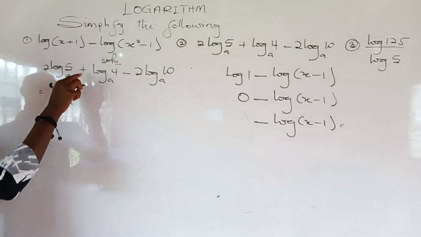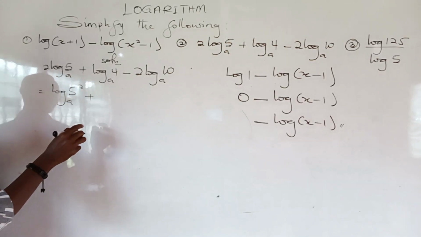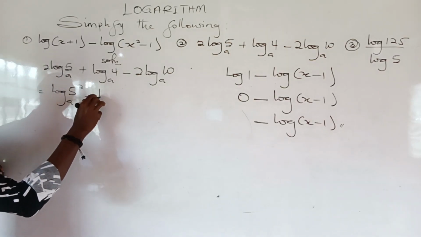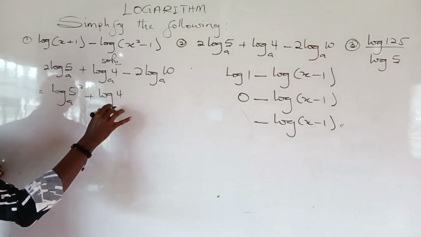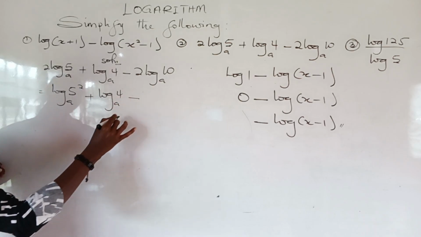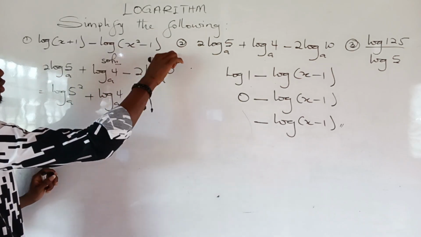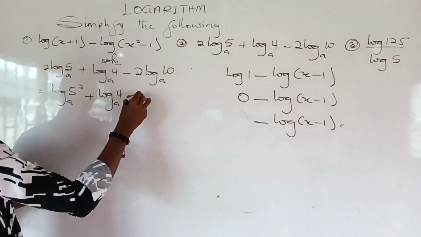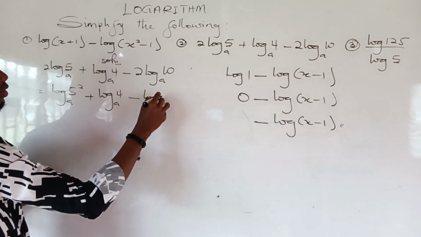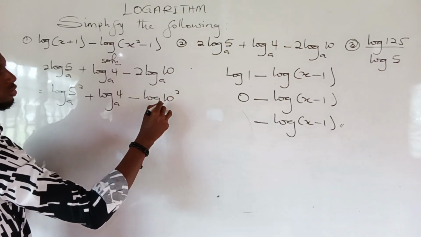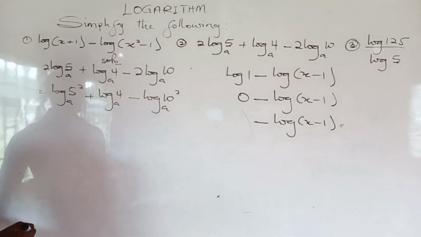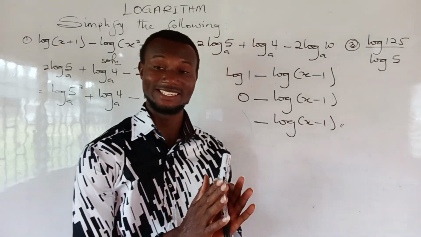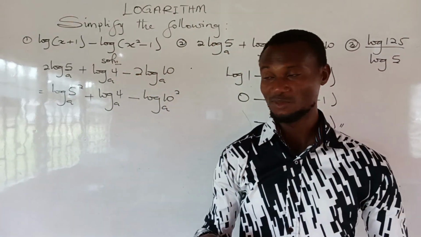Okay, then bring your addition sign, which is here. Then repeat your log of 4 to the base a minus, then this 2 will also come and become a power to the 10 here. That's the power rule. So I'm going to have the log of 10 to the power 2 to the base a. I hope the explanation is clear enough up to this point.